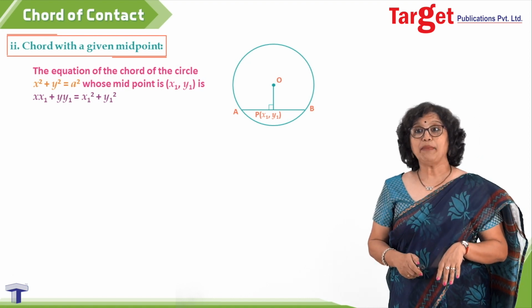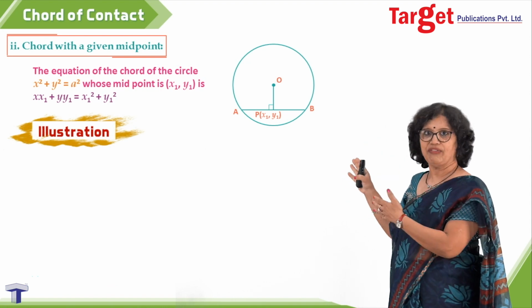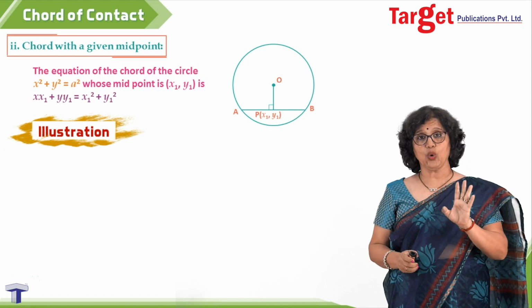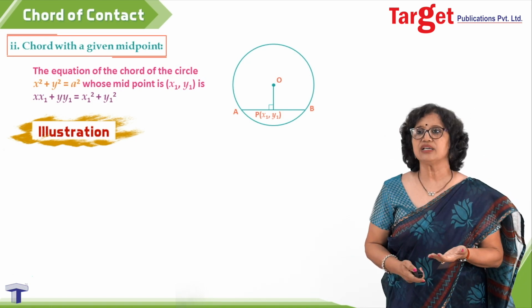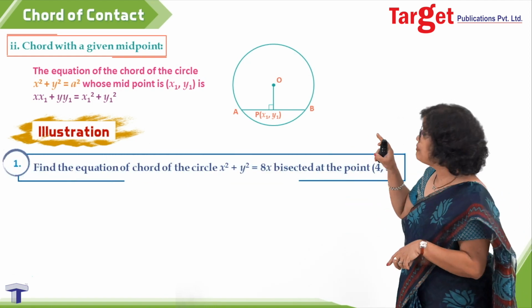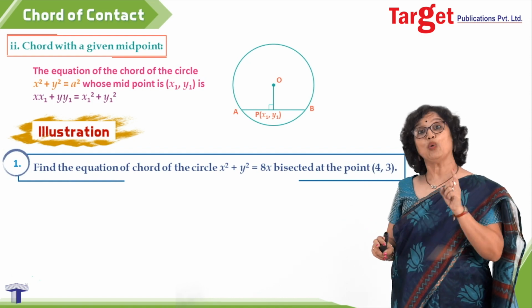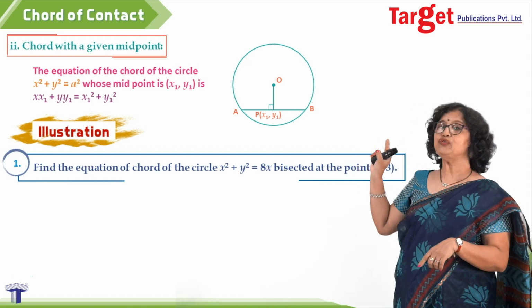Now, I'm taking here one illustration which may not be in this form like what we have just now discussed, because here I'm taking the circle with center at O. Maybe in an illustration you may have the center's position somewhere else. So let me take that first illustration. Find the equation of the chord of the circle x square plus y square equal to 8x, and it is bisected at the point 4, 3.